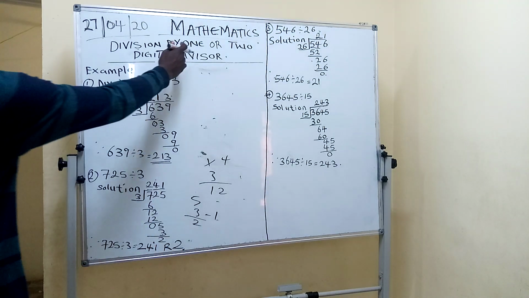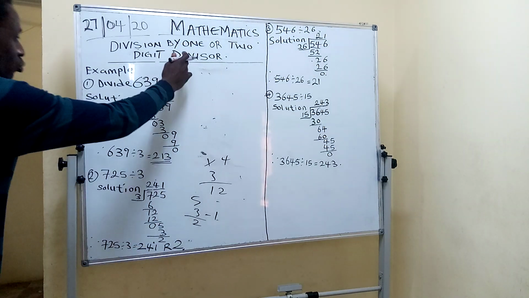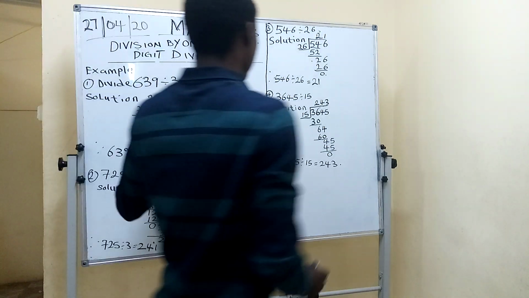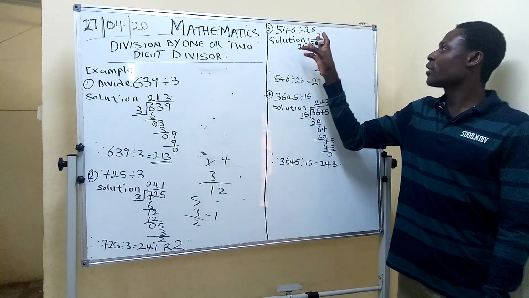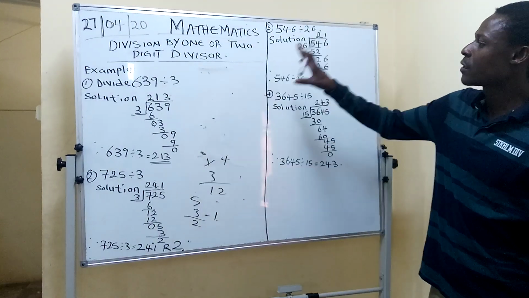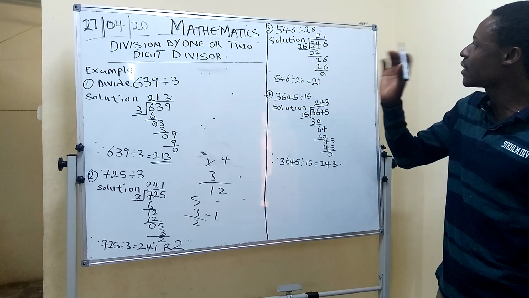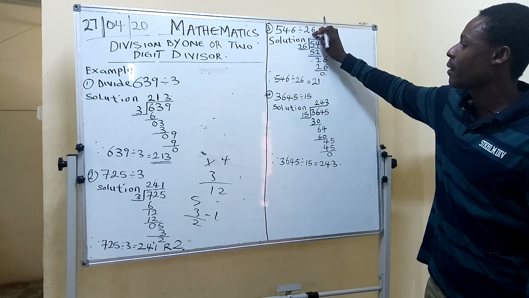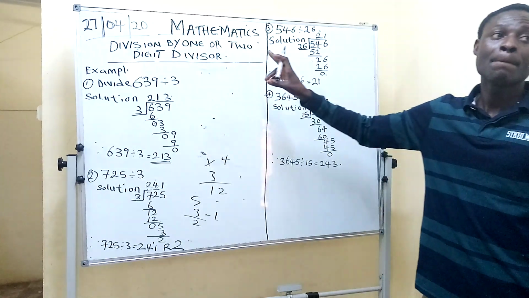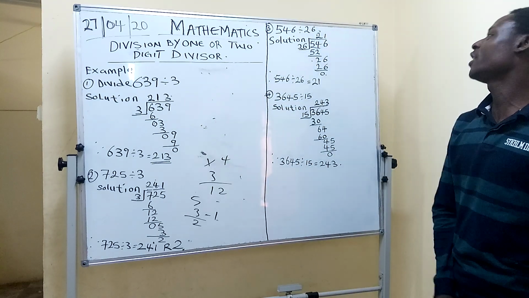That is all about one-digit divisor. We use the same step or process when we come to the two-digit divisor. The difference is that here we have 1 digit, but here we have 2 digits.